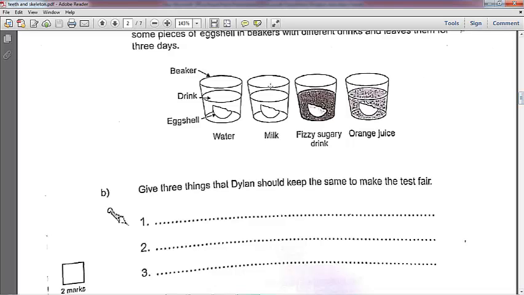Number 1, the amount of drink. He must use the same amount of drink, same amount of water and milk and fizzy sugary drink and orange juice, same amount. The size of the eggshell must be the same. The time also must be the same.